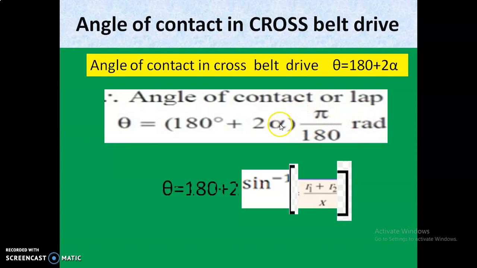Or we can write theta is equal to 180 plus 2 into sine inverse of R1 plus R2 by X. Here in place of alpha, we already know the alpha value, that is sine inverse of R1 plus R2 by X. So finally angle of contact in cross belt drive, theta is equal to 180 plus 2 into sine inverse of R1 plus R2 by X, where R1 is the radius of driver pulley and R2 is the radius of driven pulley. So this is the angle of contact in cross belt drive.